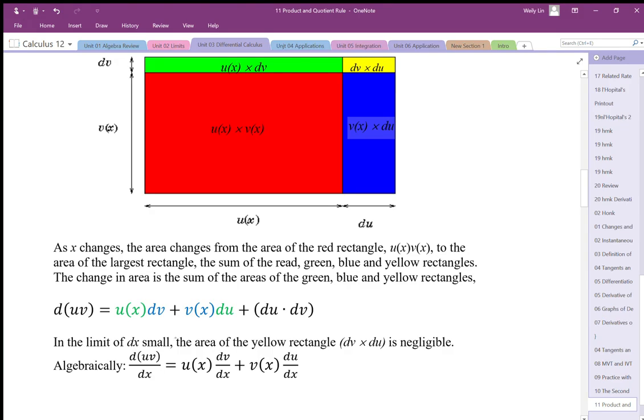Now we can finish this up algebraically. You notice that there's a dx missing. Well, we just divide all this by dx and we come up with the product rule.